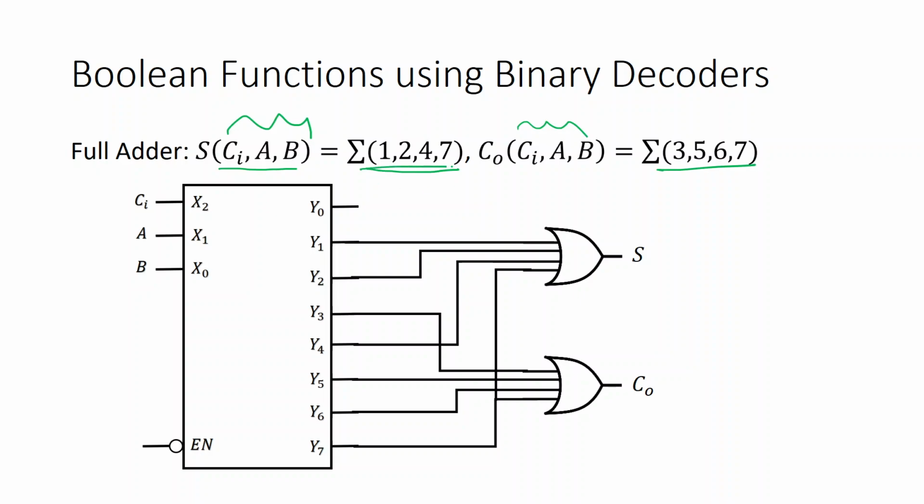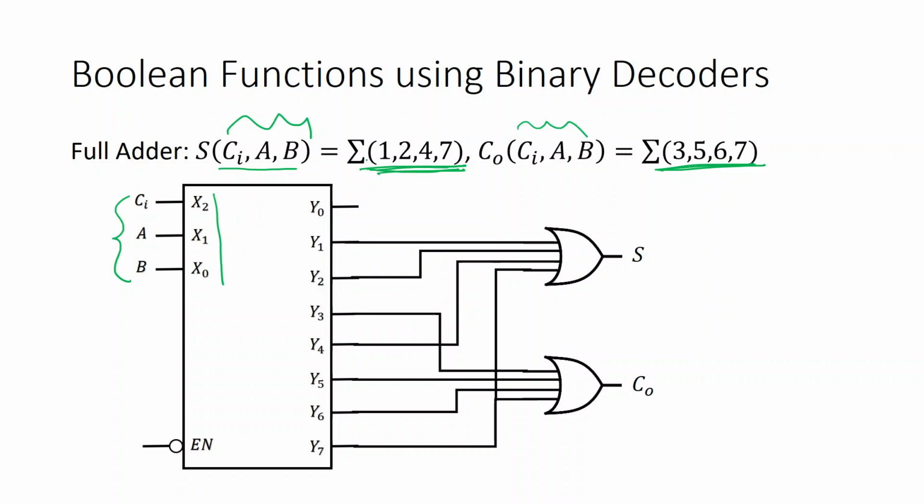So these are the min terms. 1 2 4 7 are high for the sum and 3 5 6 7 are high for the carry out. So what you would do at the input side of the decoder, you should connect x2 x1 x0 as C1 A B. Don't mess up with the order. Remember that the order must be perfect. x2 x1 x0 is connected with C1 A and B in this order.